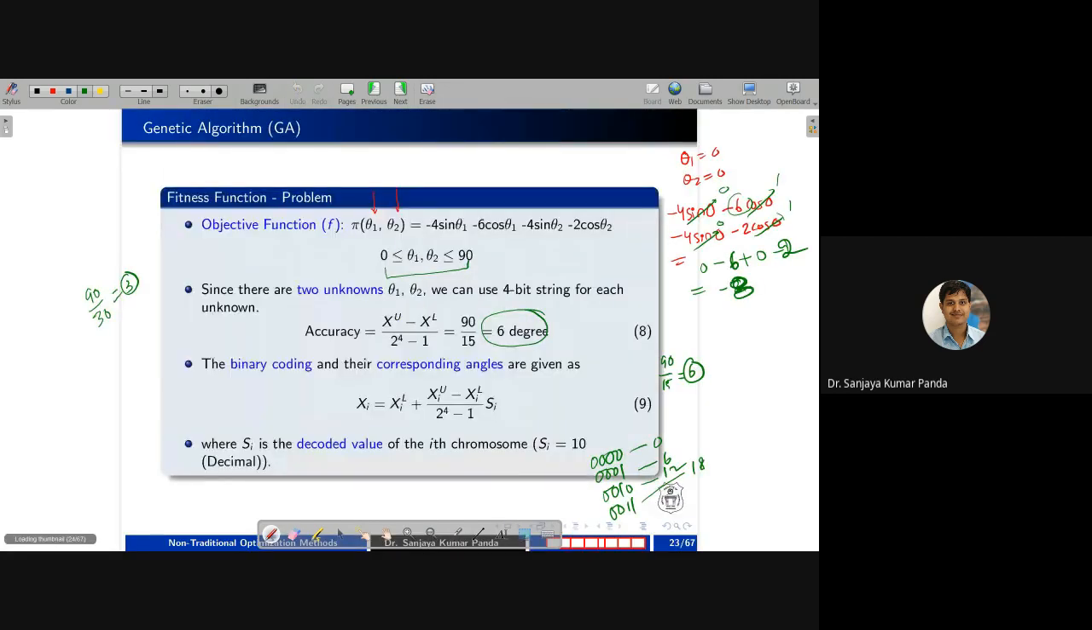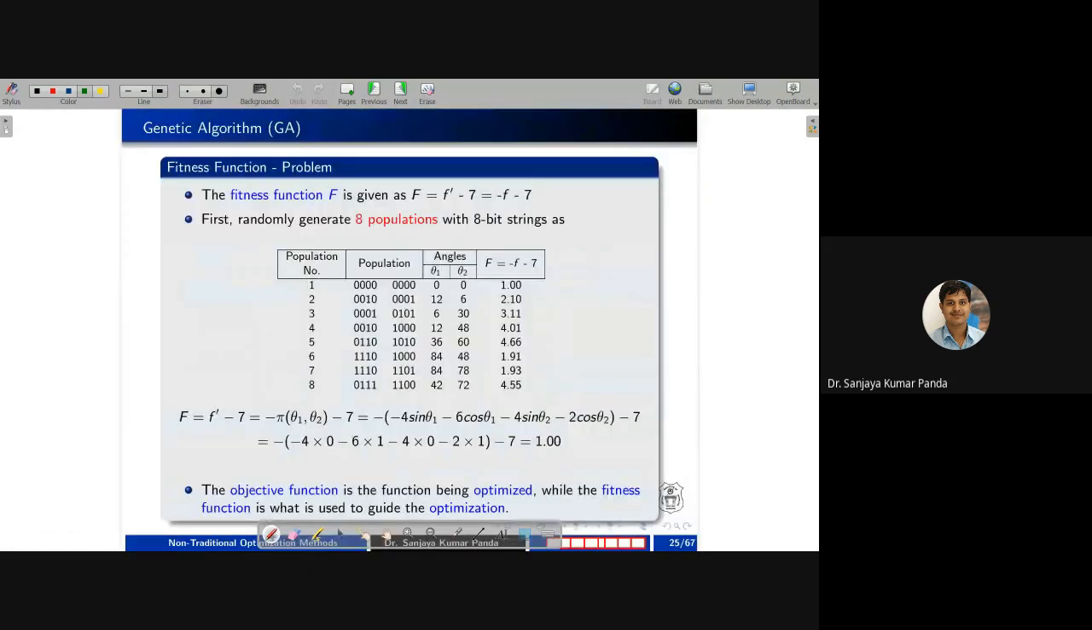Now, here we have seen the concept of objective function. So now we'll focus on the fitness function. Suppose the fitness function f is equal to f dash minus 7, and f dash is nothing but minus f of minus 7, right? And f is nothing but your objective function. Objective function means what you have seen: minus 4 sine theta 1, minus 6 cos theta 1, minus 4 sine theta 2, and minus 2 cos theta 2, right? That is called your objective function.